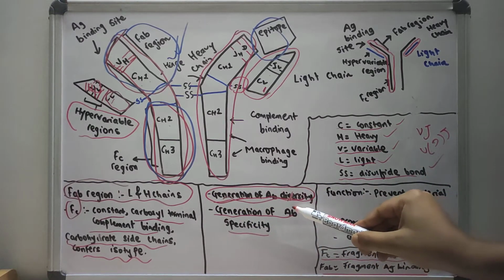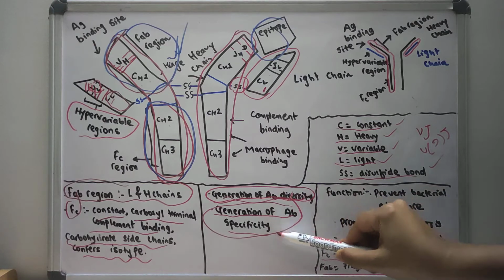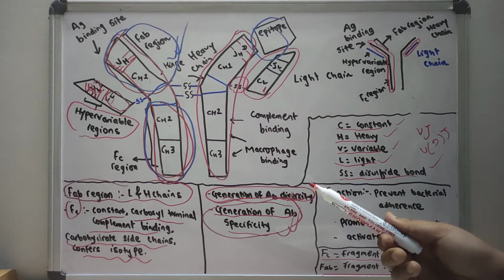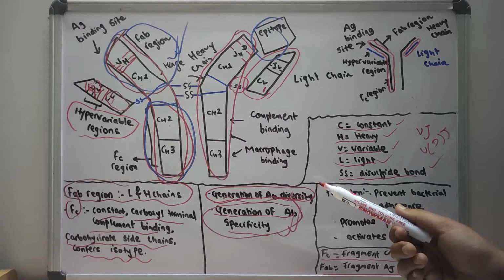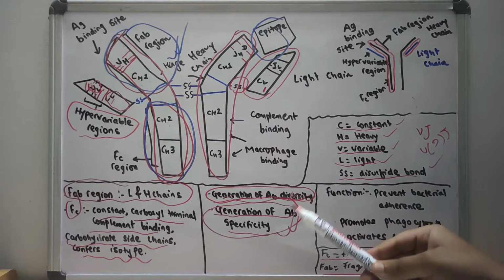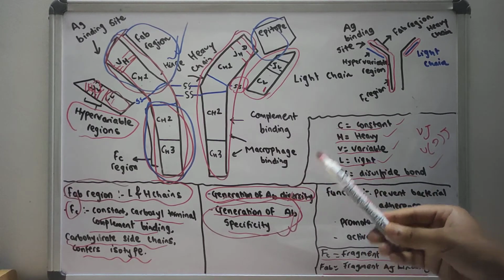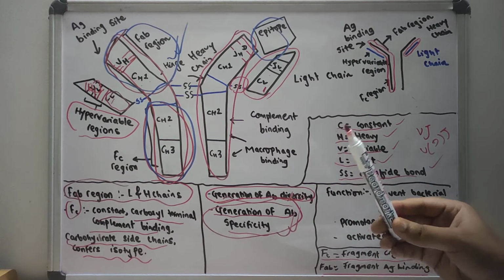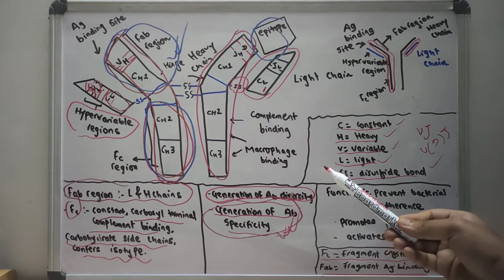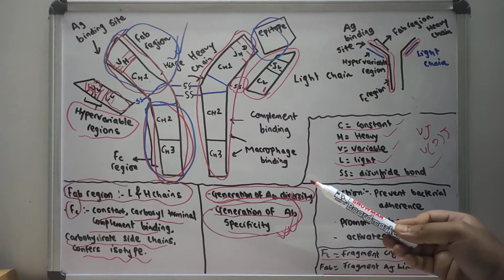Now let us talk about the generation of antibody specificity. How does it occur? It occurs by somatic hypermutation and affinity maturation, and also through isotype switching. These are the two ways the generation of antibody specificity occurs.